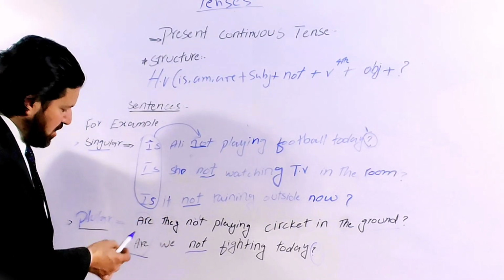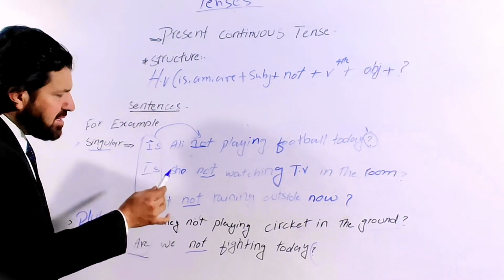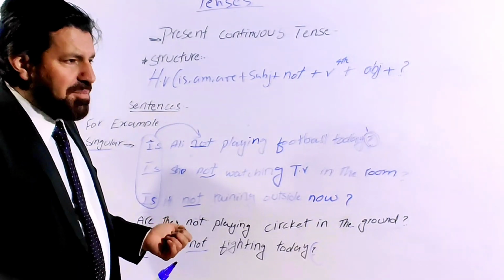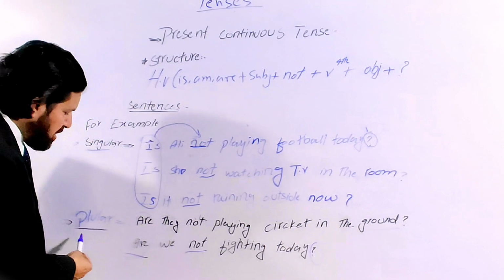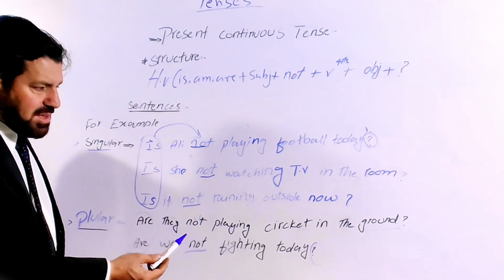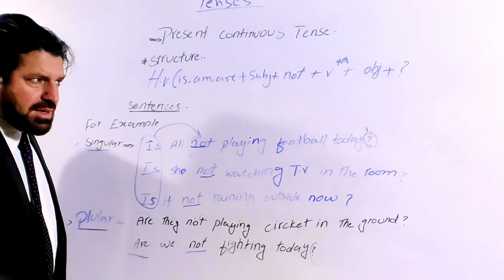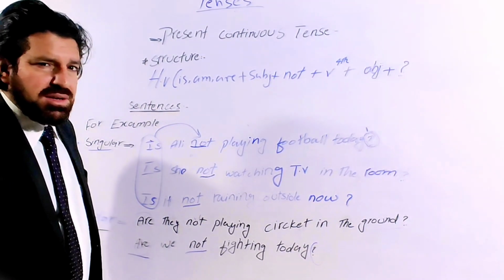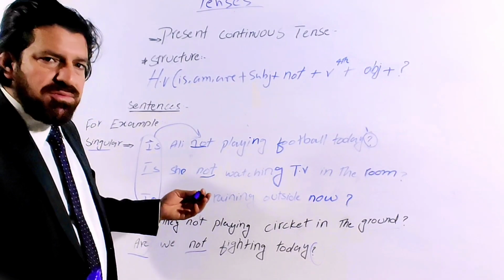So both are here. So this is our singular sentence. Is Ali not playing football today? Why is he not playing football today, right? So the next one is plural. Are they not playing cricket in the ground? Why are they not playing cricket in the ground? What's the reason they are not playing cricket in the ground? So such type of question we can ask.